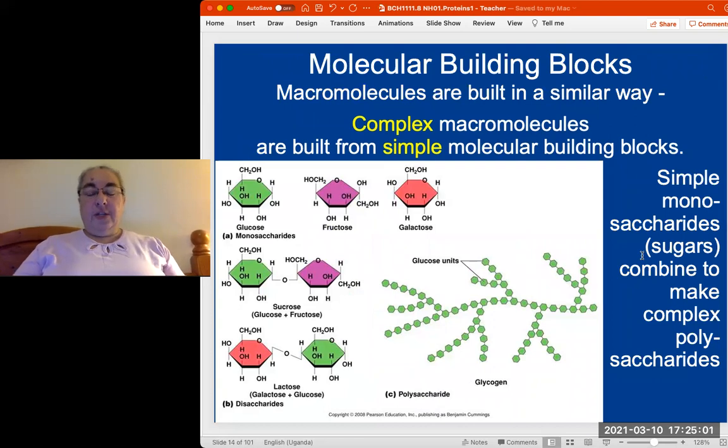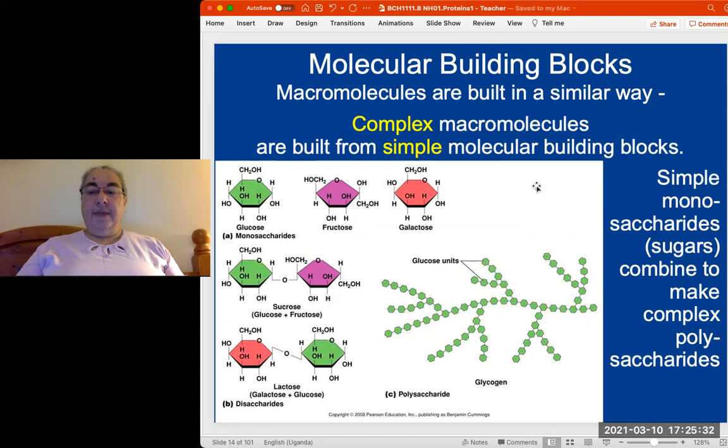Okay, so it's not just proteins that are built in this way from amino acids. We'll also be moving on to look at carbohydrates, and you'll find that complex polysaccharide carbohydrate structures are built from simple monosaccharides like glucose or fructose or lactose. You'll be learning about these in a few weeks' time.